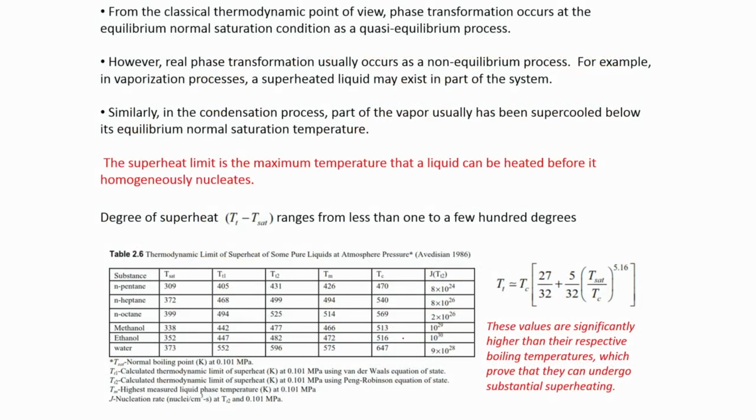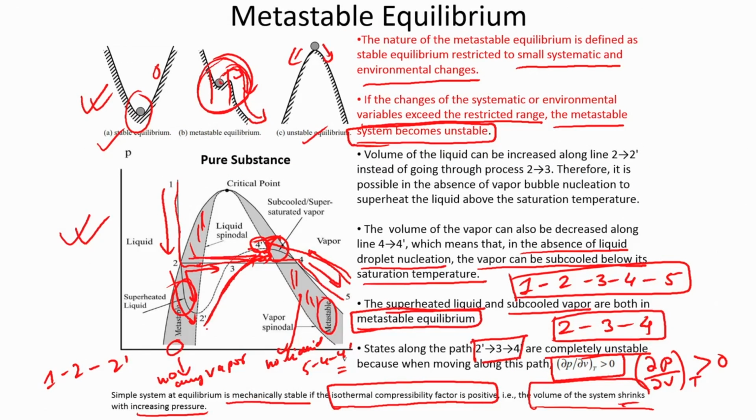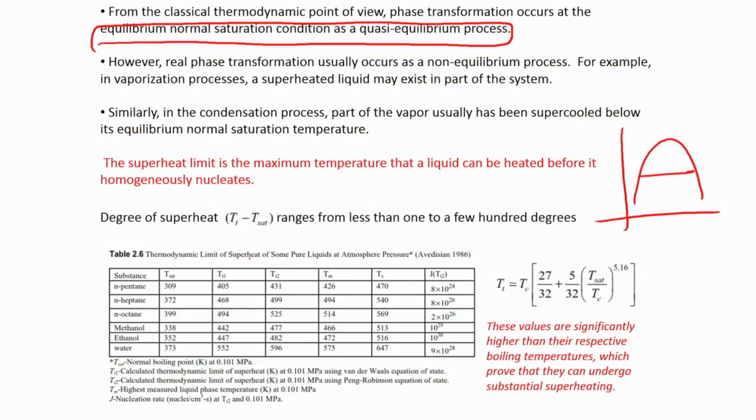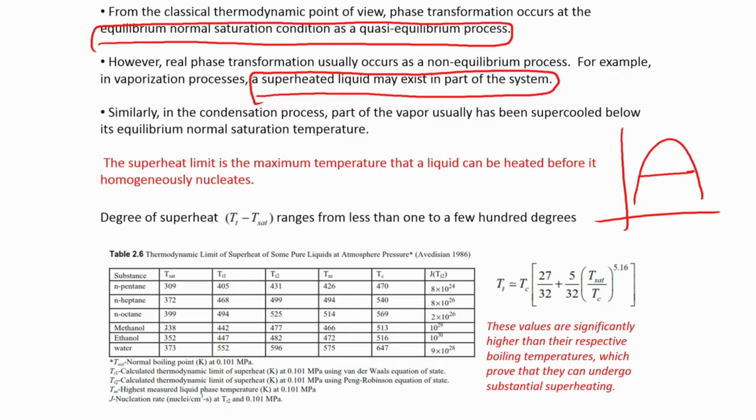Now we just look at some of the details over here. Usually, from the classical thermodynamics point of view, the phase transformation occurs at equilibrium normal conditions, like a quasi equilibrium process. So, that is what you get in that particular curve, that straight section. If you just recall, this is the portion which is nice and steady in equilibrium. However, in real phase transformation, like boiling and other things, a superheated liquid may exist. That means the liquid spinodal that we showed is not a fiction of imagination, it actually happens. In real phase transformation systems, that is indeed a mandatory thing.